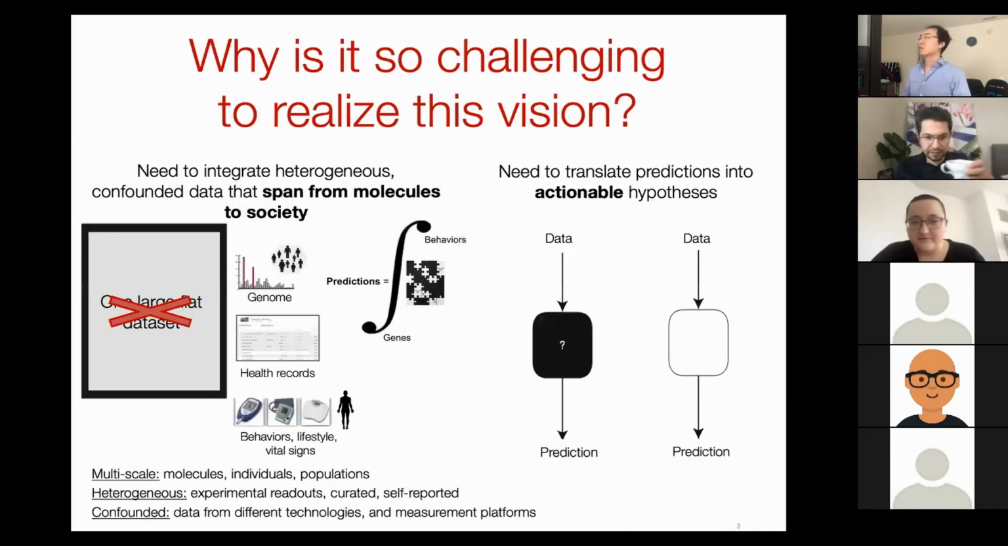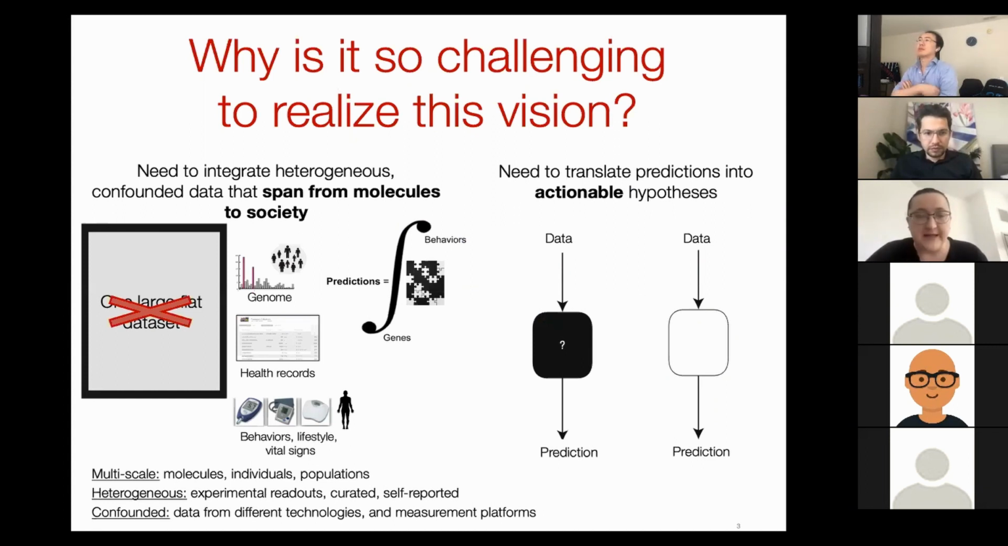So this is a great vision that is shared by many in this field and probably many on the call, but why is it so challenging to realize this vision? There are a number of reasons that prevent us from realizing that vision in the context of biomedical data. And I will be mentioning here two major challenges that I'm thinking about at the high level.